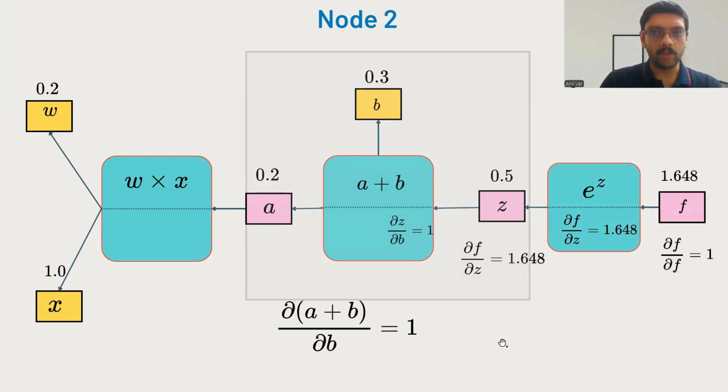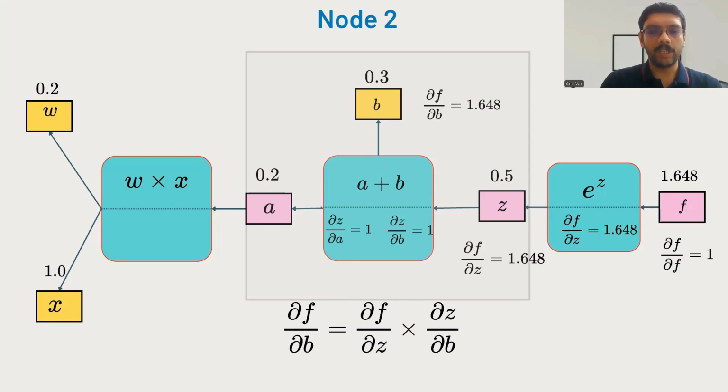Now let's move to the middle node, the second node. We've got this upstream gradient, which has been pushed back from the node ahead. We now need to compute the local gradients. So the derivative of z, which is a plus b, with respect to b is 1. We know that. And the derivative of the same expression with respect to a is 1 as well, right? There's no dependence on b here when you're taking the derivative with respect to a. ∂a/∂a is 1. And now we can compute the downstream gradients.